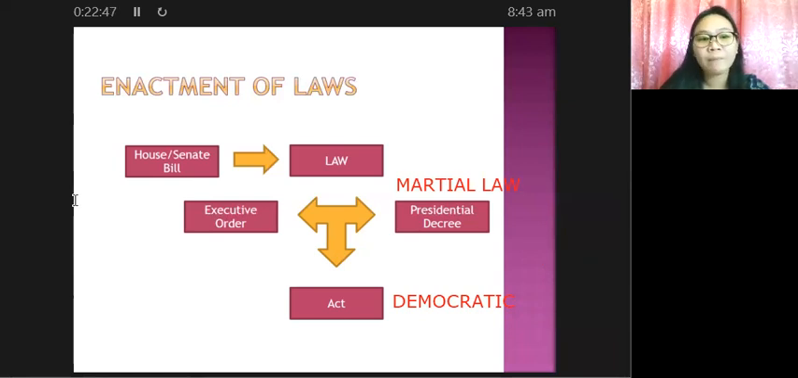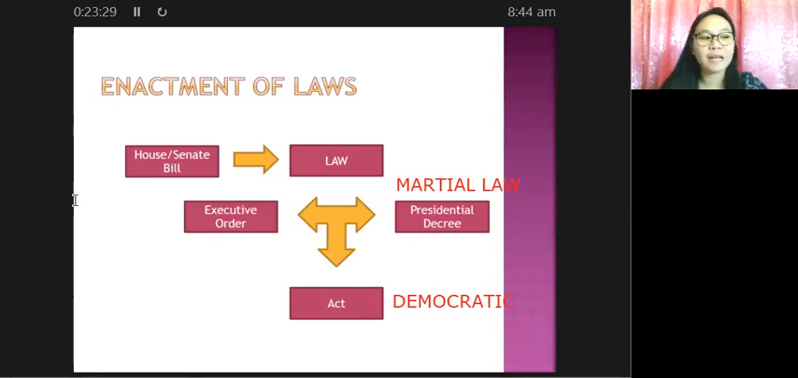So that means your executive order only encompasses your executive branch. A good example is the executive order released by the Office of the President in relation to freedom of information. Remember, we don't have a Republic Act that talks about the freedom of information. So it is only applicable to the executive branch of the government.